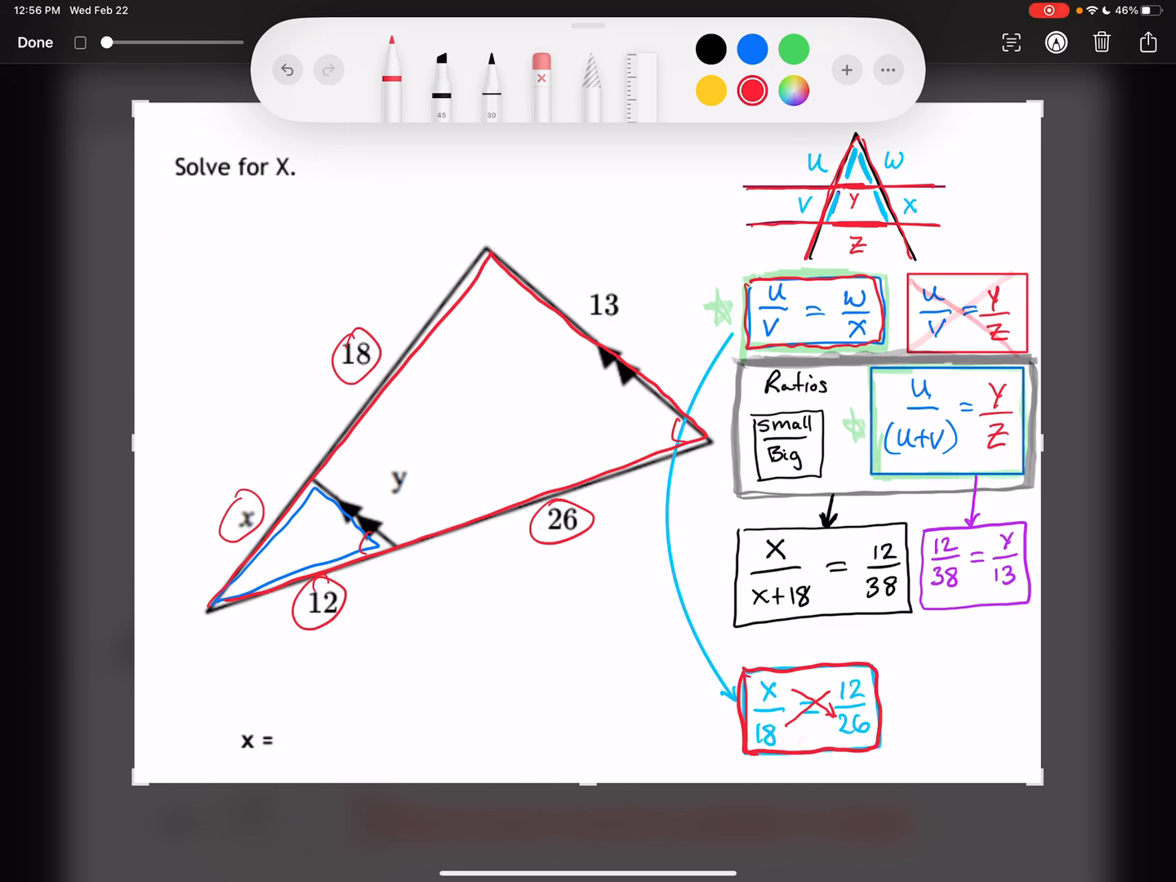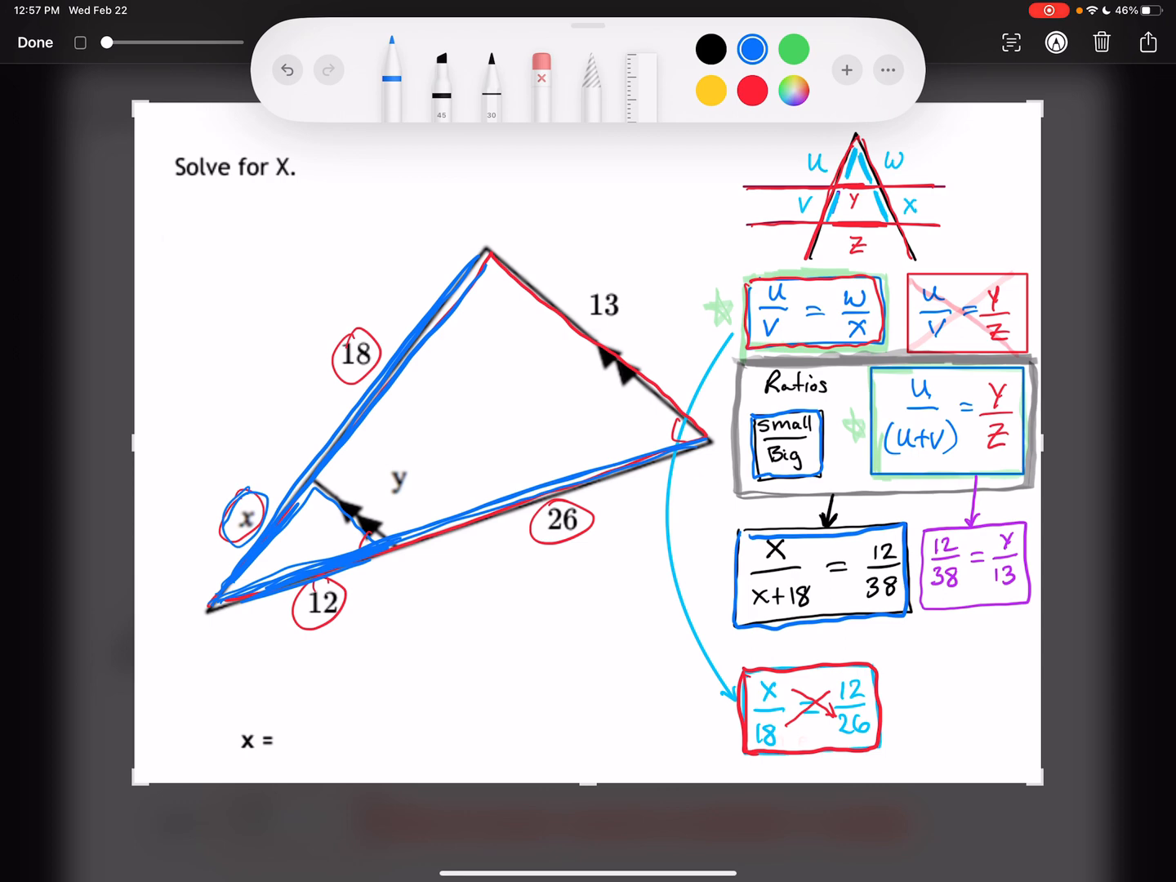But you could also think of it as doing triangles such that you're going to have a small part over a large part. The small part being x and the large part being the total length of this side. Well, that's going to be x plus 18. And that's what you see right here in this black box that you see here on the left. That's another way to do it. And then as you look through it, you'll notice that if you're going small x over the x plus 18 side, that's going to equal the 12 on the other part right here over the total length of 38, if you add 12 and 26 together.